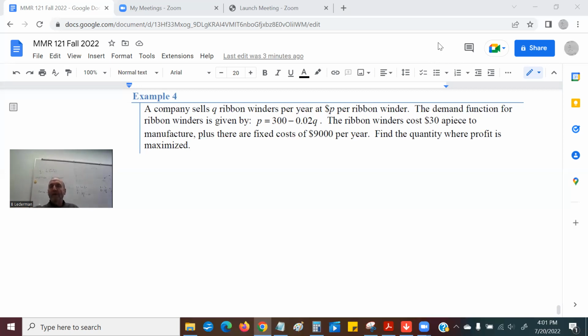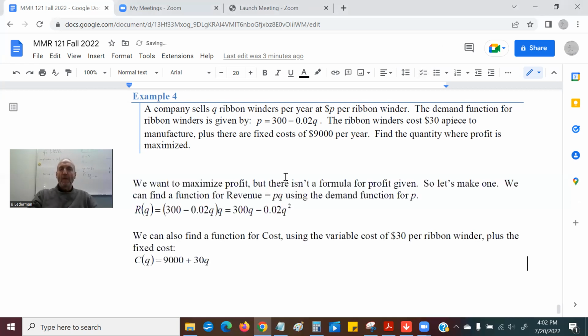Anyway, we want to find the quantity where the profit is maximized. Now, if you notice, we have no equation here that talks about profit. So you know what we're going to do? We're going to make one. We want to maximize profit, but there's no formula for profit given here. So profit, as you know, is revenue minus cost.